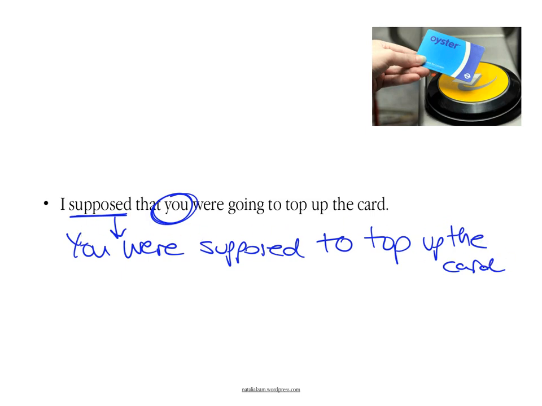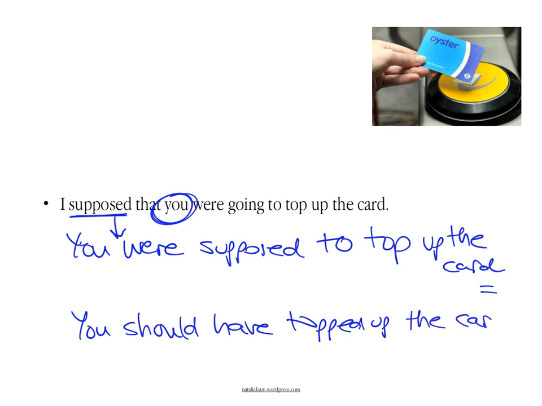You were supposed to top up the card, which means you should have topped up the card. You could say things like, you were supposed to pick up the kids. Imagine I'm talking to someone who forgot to pick up the kids. So I'm sort of complaining. So you should have picked up the kids. You were supposed to pick up the kids.